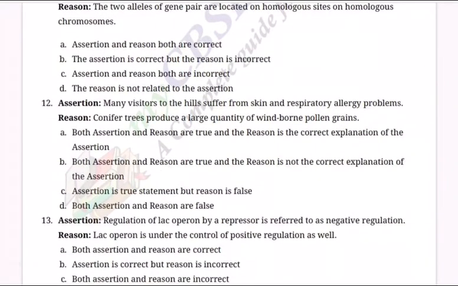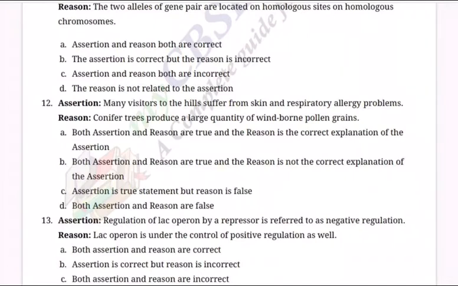Question 12. Again assertion, reason. Assertion. Many visitors to the hills suffer from skin and respiratory allergy problems. Reason. Conifer trees produce large quantity of wind-borne pollen grains. A. Both assertion and reason are true, and the reason is the correct explanation of the assertion.